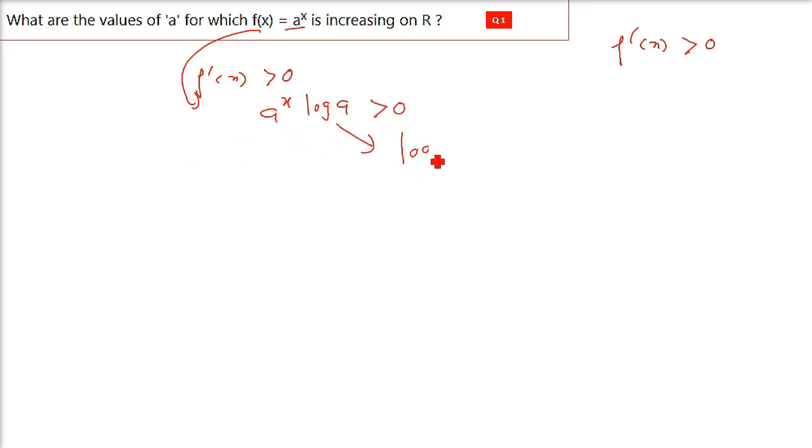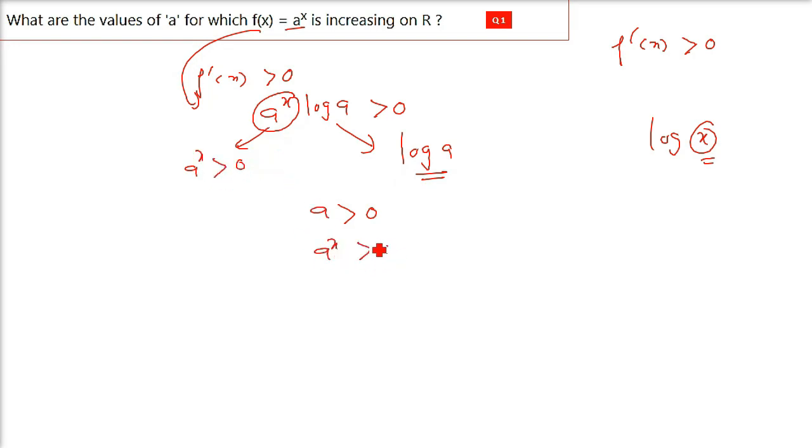So just take it one by one. Log a. Now if I say log x, x cannot be negative at all. Log of a negative is not defined. That is, a here has to be greater than 0. First thing is clear. Now coming to the first term, which is a raised x. a raised x has to be greater than 0.